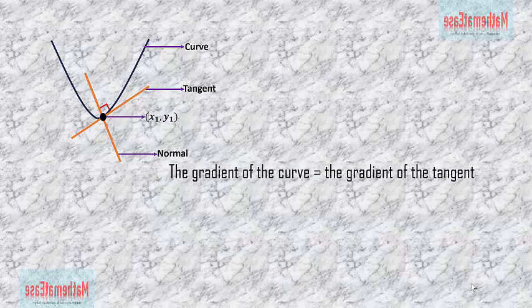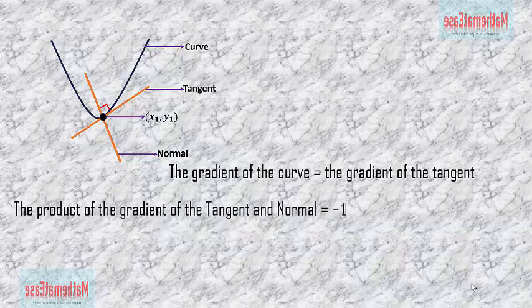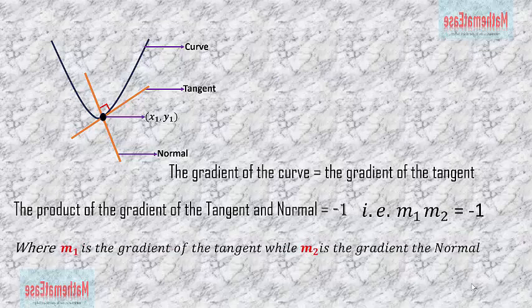Now, there's some information I want you to note about these three. The gradient of the curve is equal to the gradient of the tangent. And the multiplication of the gradient of the tangent and the normal is equal to -1. That is, when you multiply the gradient of the normal by the gradient of the tangent, you get -1. In a simple way, you can say m1 m2 is equal to -1. In this material, I'm using m1 for the gradient of the tangent and m2 for the gradient of the normal. You are free to use m2 for tangent and m1 for normal.